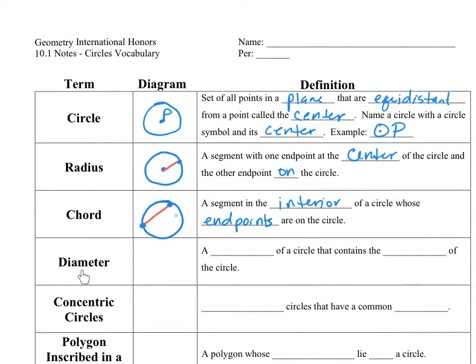Now, a diameter is a particular kind of chord. A diameter is a chord of a circle that contains the center of the circle. Okay, so let's draw a picture of an example of that. We will draw a circle, give it a center. Now, when you draw that diameter, just make sure you're drawing a chord whose endpoints are on the circle, and also the chord needs to contain the center. Hopefully yours is a little bit straighter than mine.